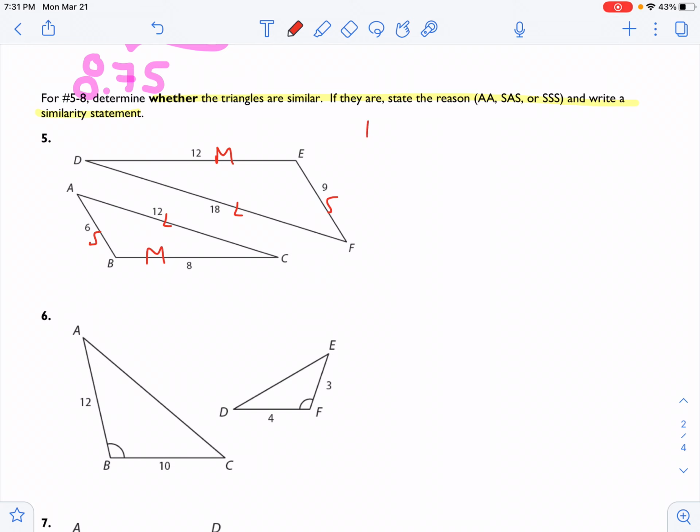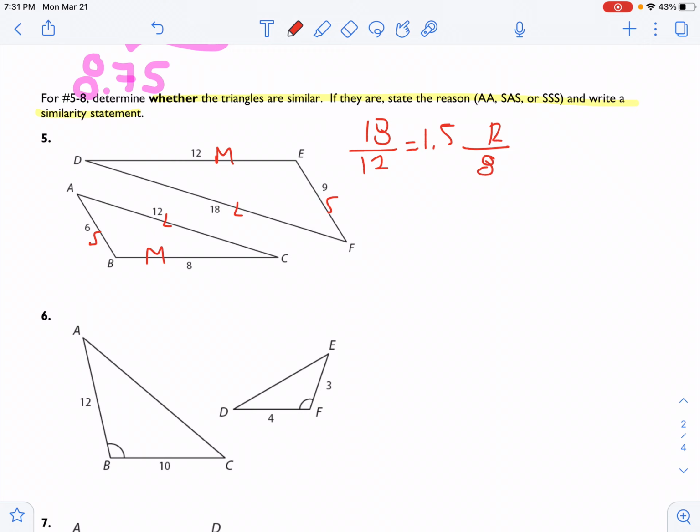Okay, so 18 divided by 12. That'd be the first set. And I will tell you that is 1.5. All right, the middle ones are 12 divided by 8.